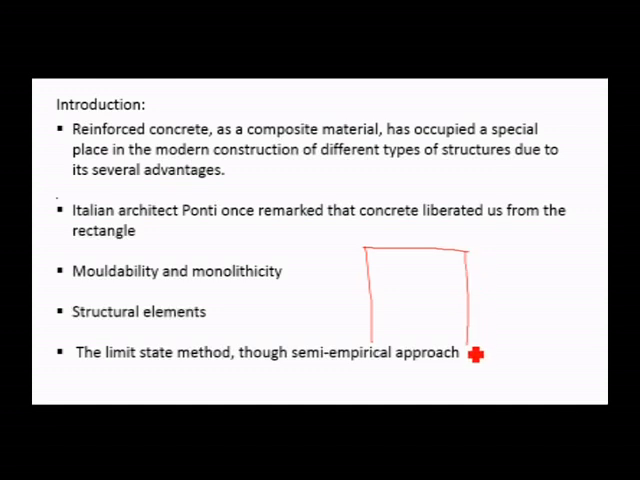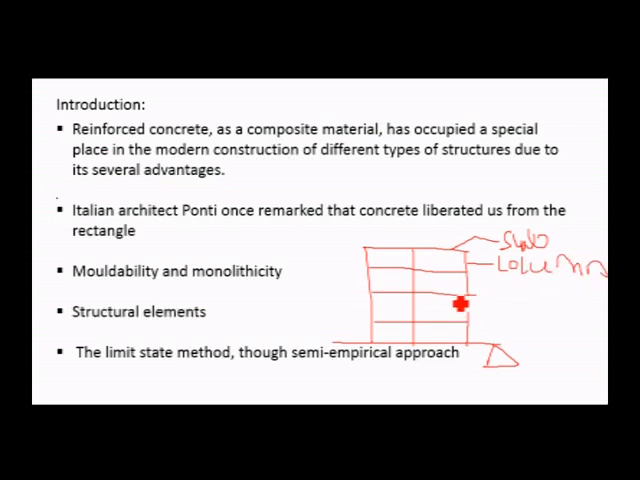In any engineering structure, the major parts of the building are the slab, the column, the beam, the walls, and foundations.